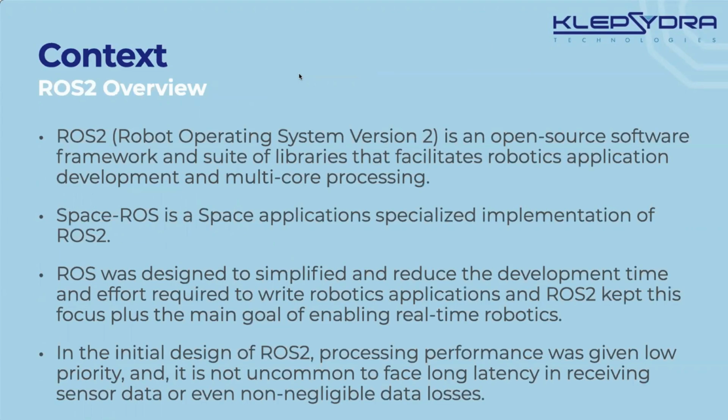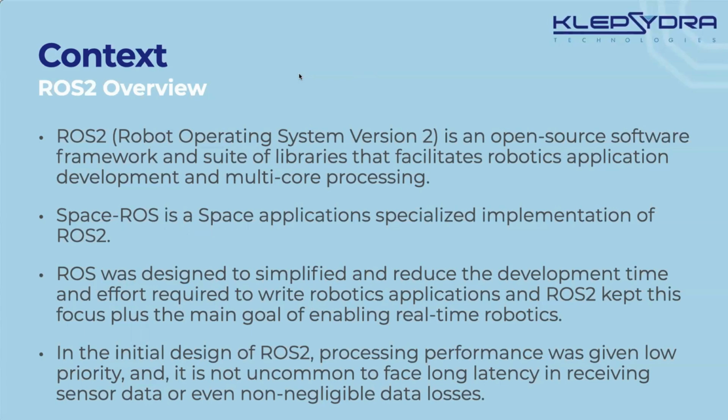So what is ROS2? ROS2 is the second version of the robot operating system, which is an open source framework and a set of libraries that was mainly aimed at facilitating robotic application development, especially in multi-core environments. Moreover, recently there has been the development of the so-called Space ROS, which is a variation of ROS2 oriented to space applications, radiation-hardened computers, etc.